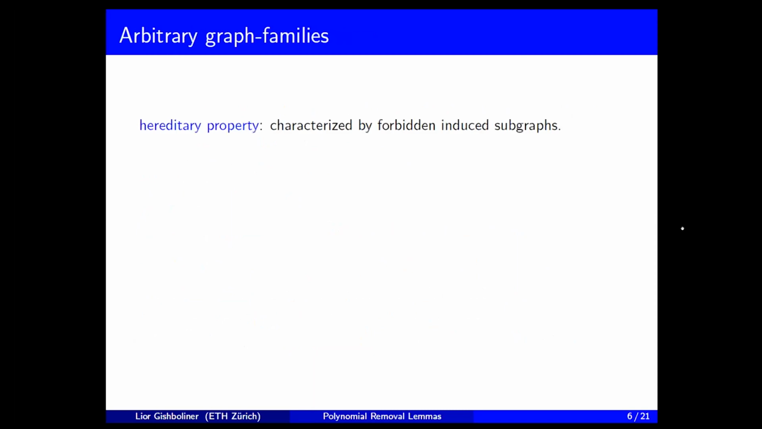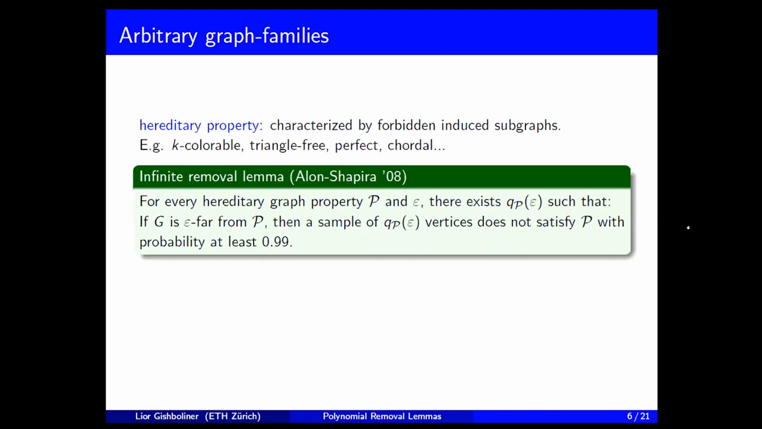So there is a kind of big generalization of this result that holds for any hereditary graph property. Let me tell you what this means. A hereditary property just means that it can be characterized by forbidden induced subgraphs. So these are all the natural properties we know in graph theory. For example, being k-colorable, being triangle-free, being perfect, being a chordal graph, and so on. And the result by Alon and Shapira is that a similar removal statement is true for every hereditary property.